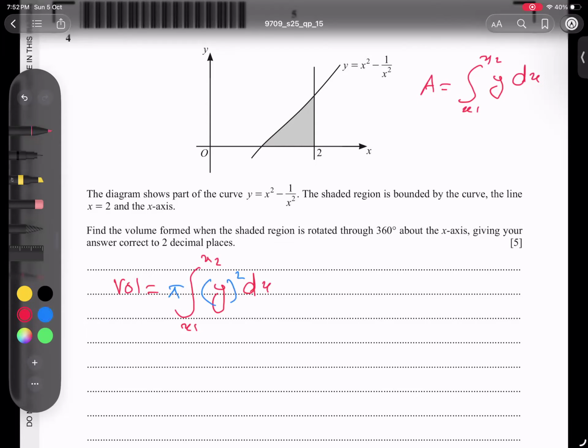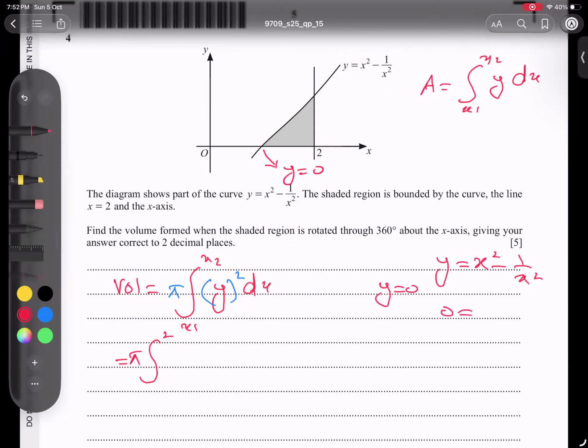Now the next question. The upper limit is 2 for sure, so I can plug in the upper limit 2 without any hesitation. But the problem is, what is the lower limit? You don't know. At this level, y is confirmed 0. So I plug 0 into this equation and solve it. y is equal to x square minus 1 over x square. I plug in y equals 0.